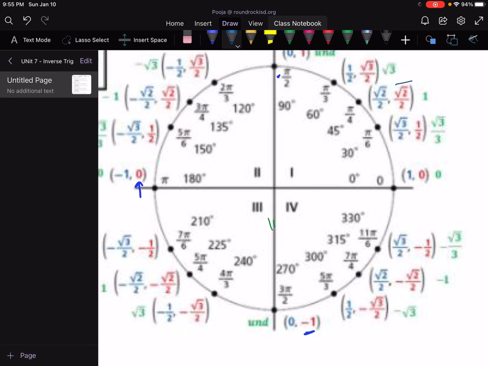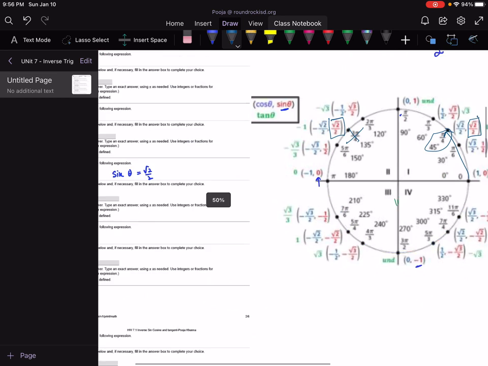Root 2 over 2, I see one here and I see one here. Clearly this one is going to be ignored because it's not in first or fourth. And clearly we're going to pick this one, and this one is the shorter route, positive angle, pi over 4 it is.